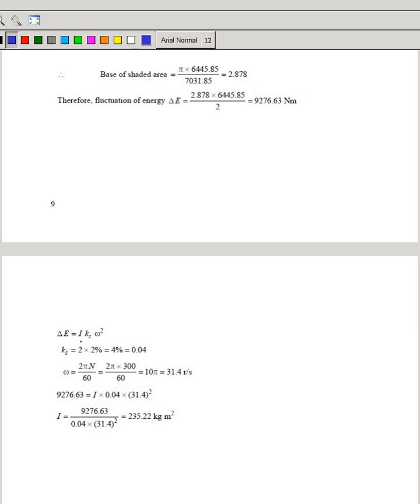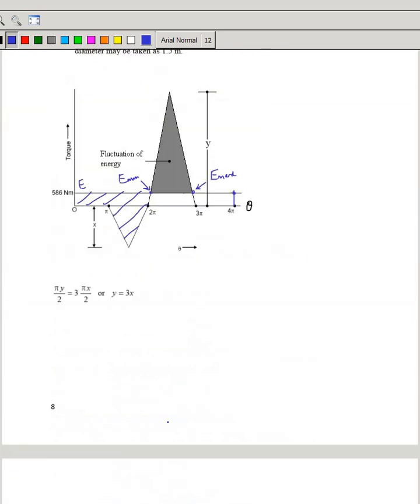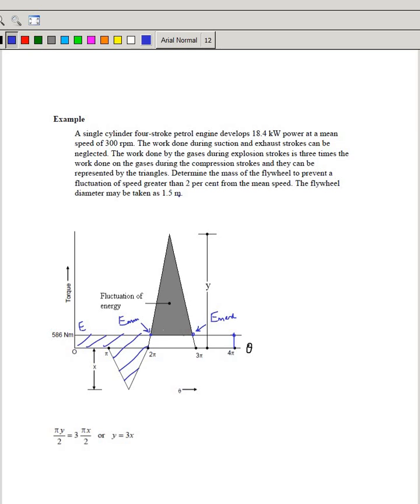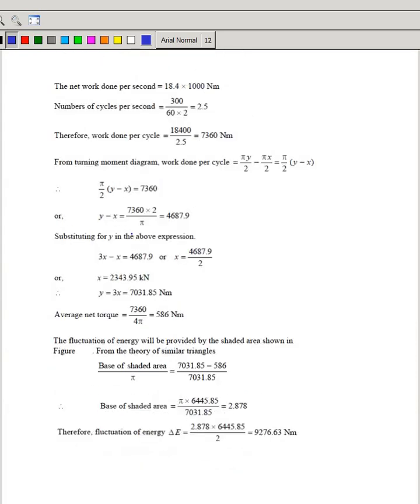Now again use delta E equal to I K omega square. K is 2% on either side of the mean velocity, so 4%, so 0.04. Omega is 2 pi N by 60 for 300 rpm. So this is the fluctuation of energy, I K omega square, and from here you find out the value of I. And once you know I, you know the diameter, and assuming the flywheel to be a disc, you find out the radius of gyration from the diameter, and you find out the mass of the flywheel.